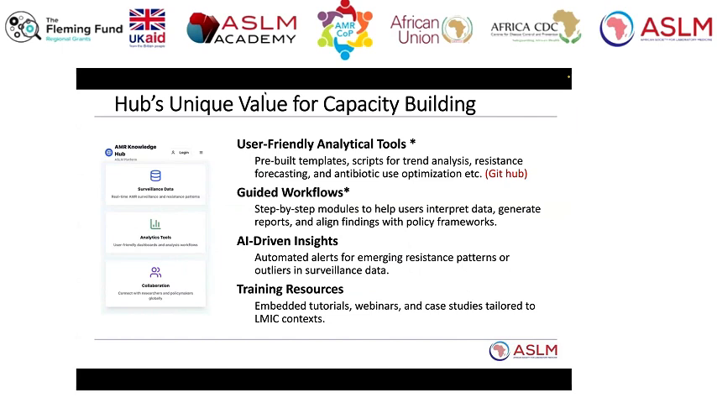The hub will provide user-friendly analytical tools like pre-built R scripts and visualizations, which will be hosted on GitHub. We'll see that momentarily. It will feature guided workflows that will walk users through data analysis. And one ambitious feature that we want to add to this AMR Knowledge Hub is AI-driven alerts that will flag emerging resistance patterns. And lastly, it will include tutorials and case studies to support users in low-income settings. Most of the materials and resources have already been gathered and will be uploaded and launched within this part of the SLM Knowledge Management Hub.